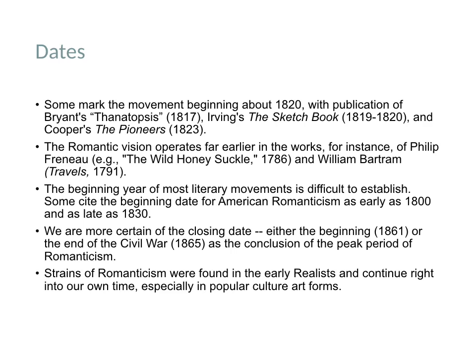But we know that the Romantic vision operates and is evident far earlier, for instance, in the works of Philip Freneau. If you recall the poem that we read in class, The Wild Honeysuckle, we were able to identify that this poem seemed a little different than some of his other poems, which seemed to be more from the Age of Reason or the Enlightenment. If you remember, Freneau seems to have one foot in the 18th century and one foot in the 19th century.